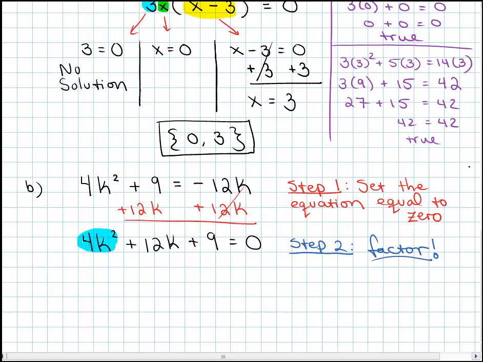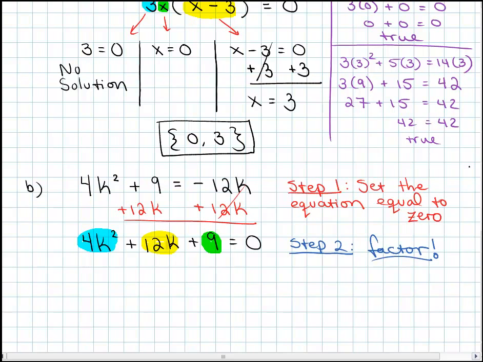So Calvin noticed that the 4k squared and the 9 are perfect squares. You can go straight, and you also have to check to make sure that the middle term is going to be 2 times the square root of the first term times the square root of the last term.